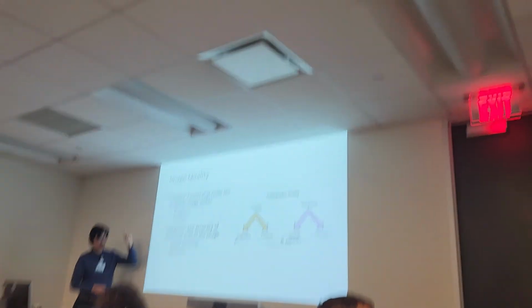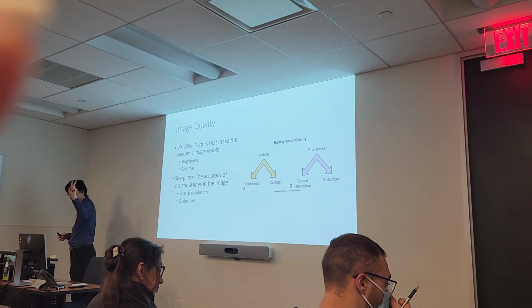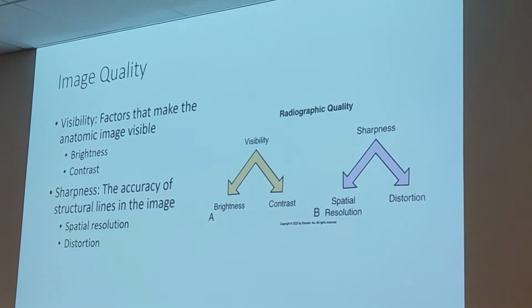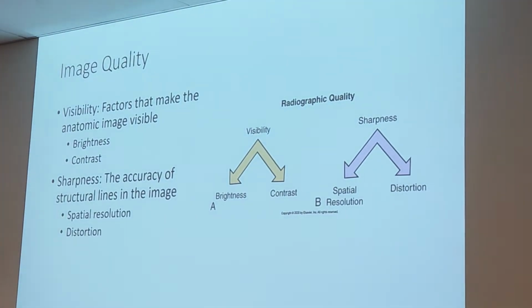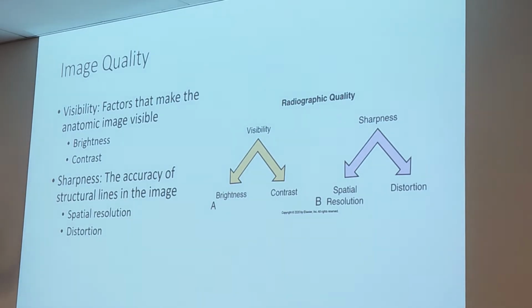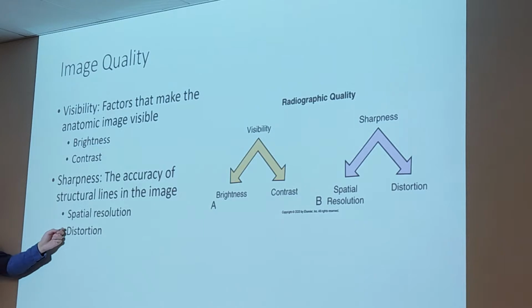They are visibility and sharpness. Each of these two categories has two subcategories. Visibility includes brightness and contrast. Sharpness includes spatial resolution and distortion. And then under distortion, we'll have several other subcategories as well, like magnification, elongation, foreshortening.